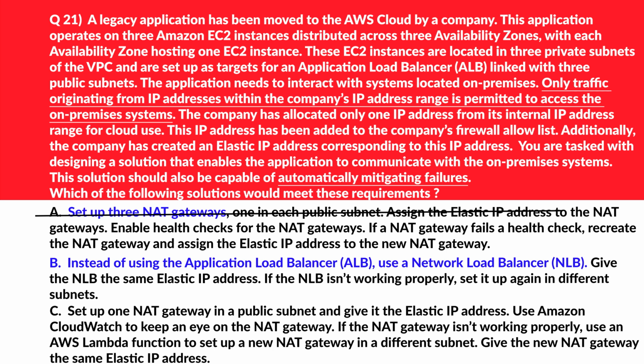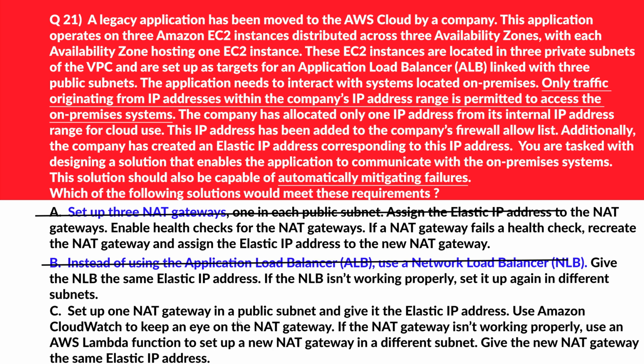We'll reject this. Let's move to option B. B says instead of using the application load balancer, use network load balancer. Replacing the application load balancer with a network load balancer, and assigning the elastic IP address to the network load balancer, would not solve the problem of communicating with the on-premise system as required by the question. NLBs or network load balancers operate at the transport layer, which is layer 4, and do not support NAT functionality needed for this scenario. Hence, we'll reject this. Let's move to option C.